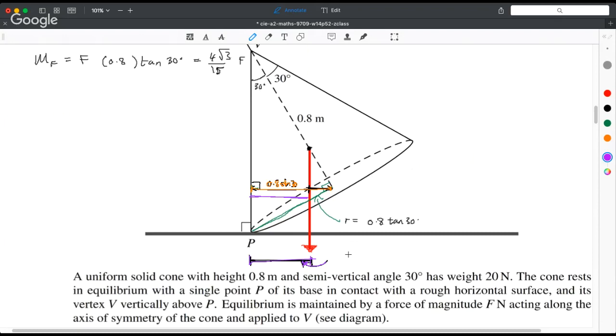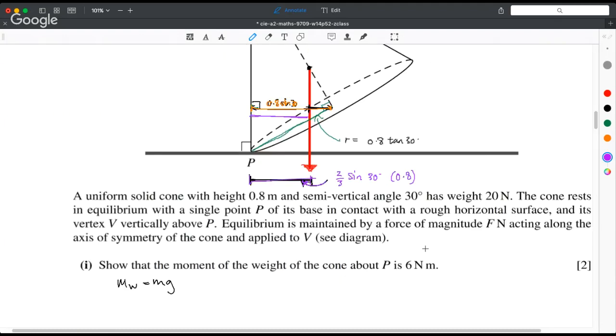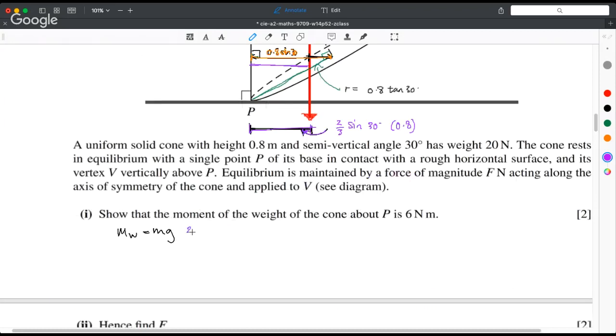Actually, I've got that it's 3/4, but I'm pretty sure it's 2/3. Let's say 2/3 sine of 30, 0.8. For some reason, I've written down 3/4. It might actually be 3/4, but let's say 2/3. And so the moment is going to be mg times, I believe, 2/3 sine of 30 times 0.8.